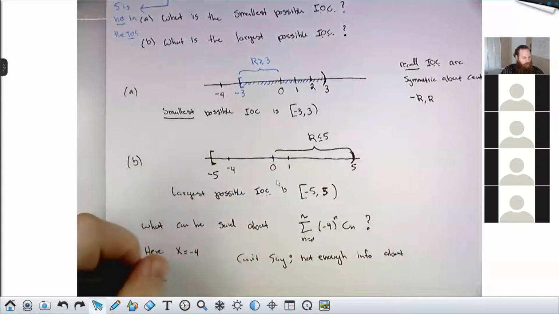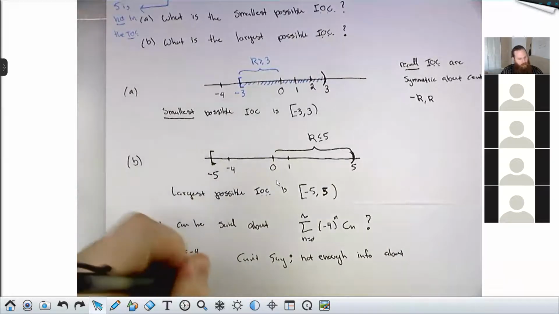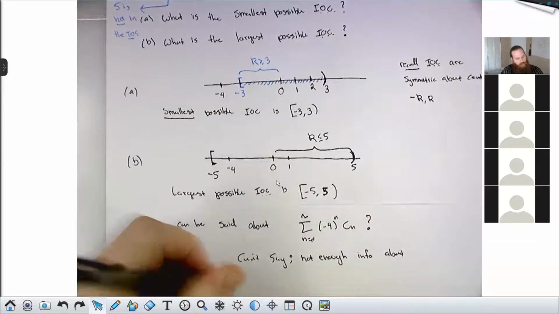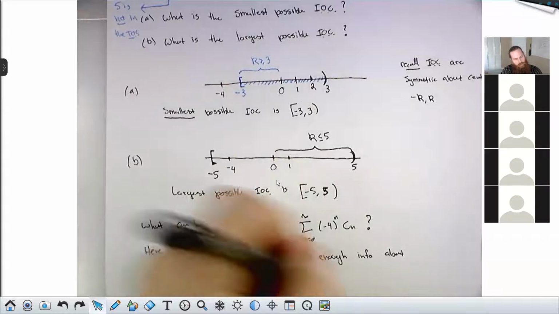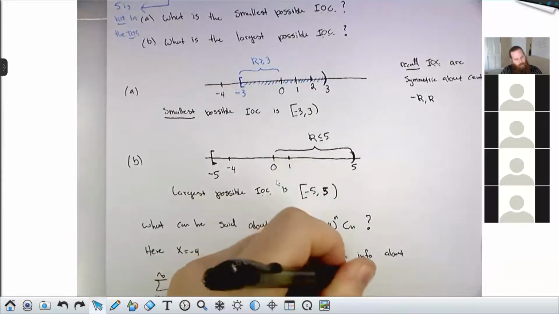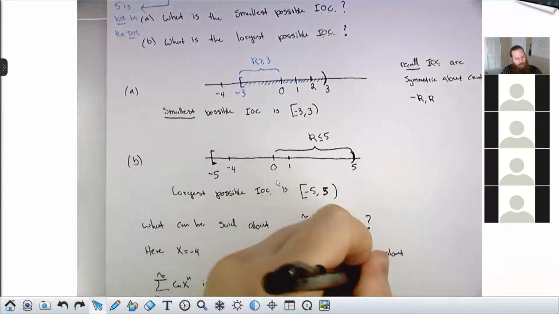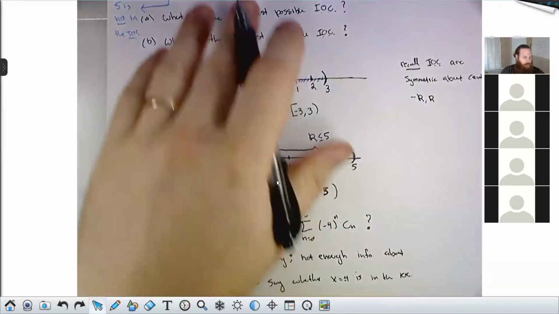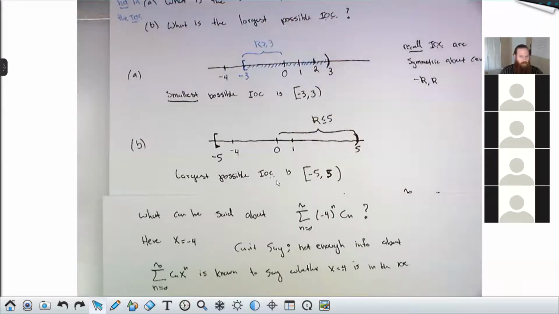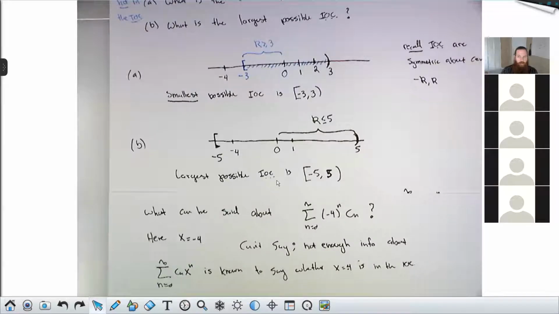Not enough information about the power series is known to say whether x equal -4 is in the IOC. If we're in the best possible case, that would be a convergent series. If we're in the worst possible case, that would be a divergent series. And we don't know which of those cases we're in. This is beyond the things that we have enough information to say.